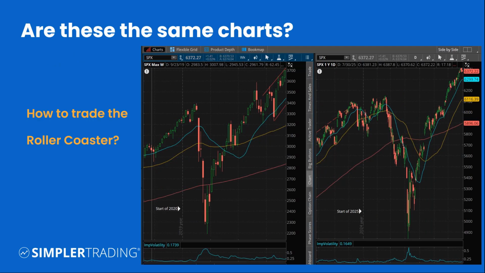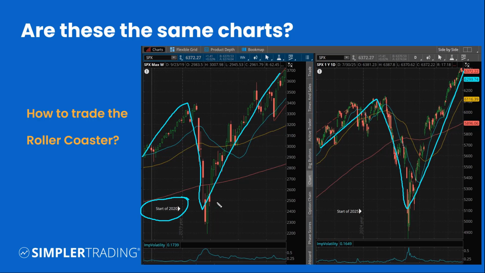If we compare this, are these the same two charts? They look very similar here, right? They're not. This is 2020, this is COVID. That's when COVID happened. And this is the tariff sell-off, that's when that happened. Very similar. I think the same thing is going to happen over here.